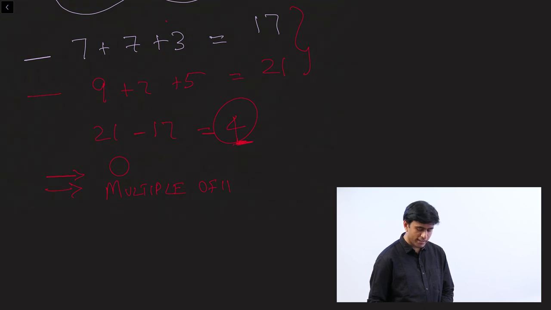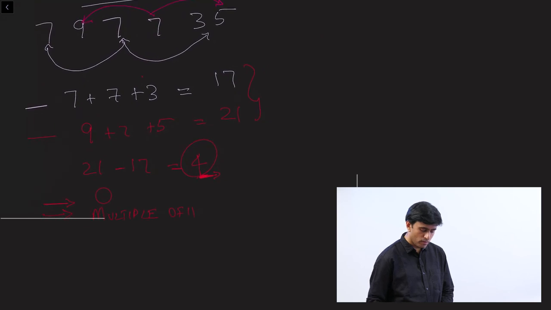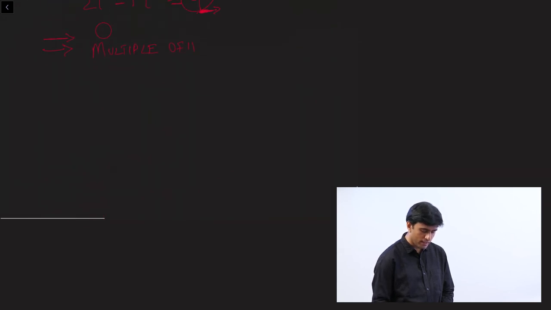4 is not 0. 4 is also not a multiple of 11. Therefore, 7, 9, 7, 7, 3, 5 is not divisible by 11.